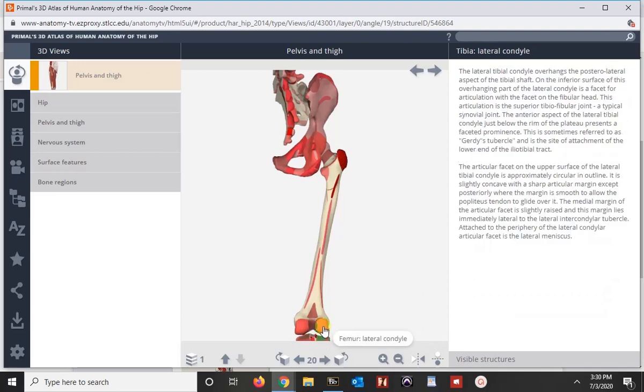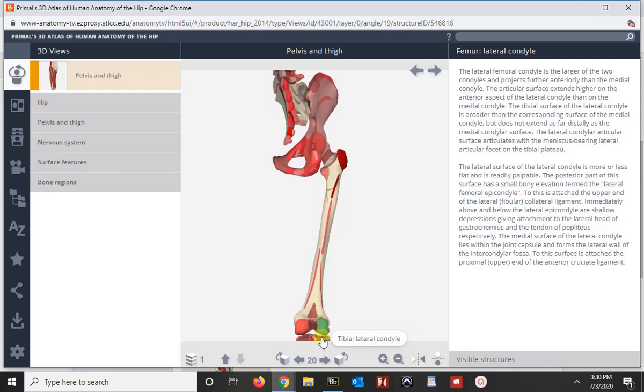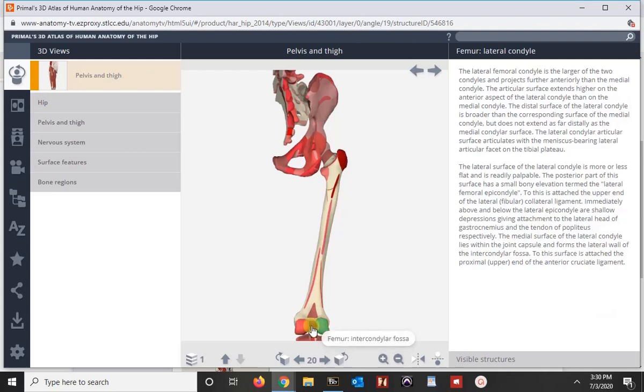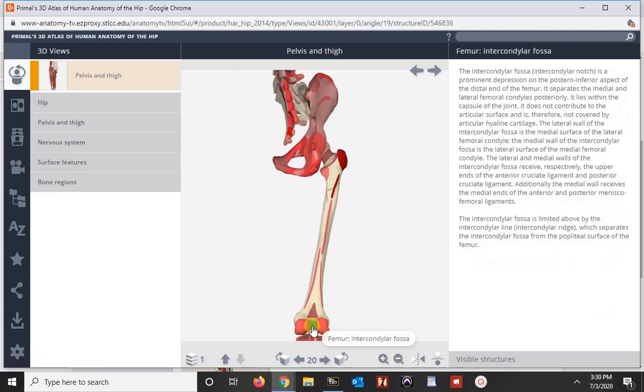So the femur's lateral condyle goes next to the lateral condyle of the tibia, and the medial condyle of the femur goes on top of the medial condyle of the tibia. In between the two femur condyles is the intercondylar fossa. Remember, inter just means between, so intercondylar just means between the condyles, and a fossa is just a little depression there. So that just means this little ridge or depression in between the condyles, intercondylar fossa.